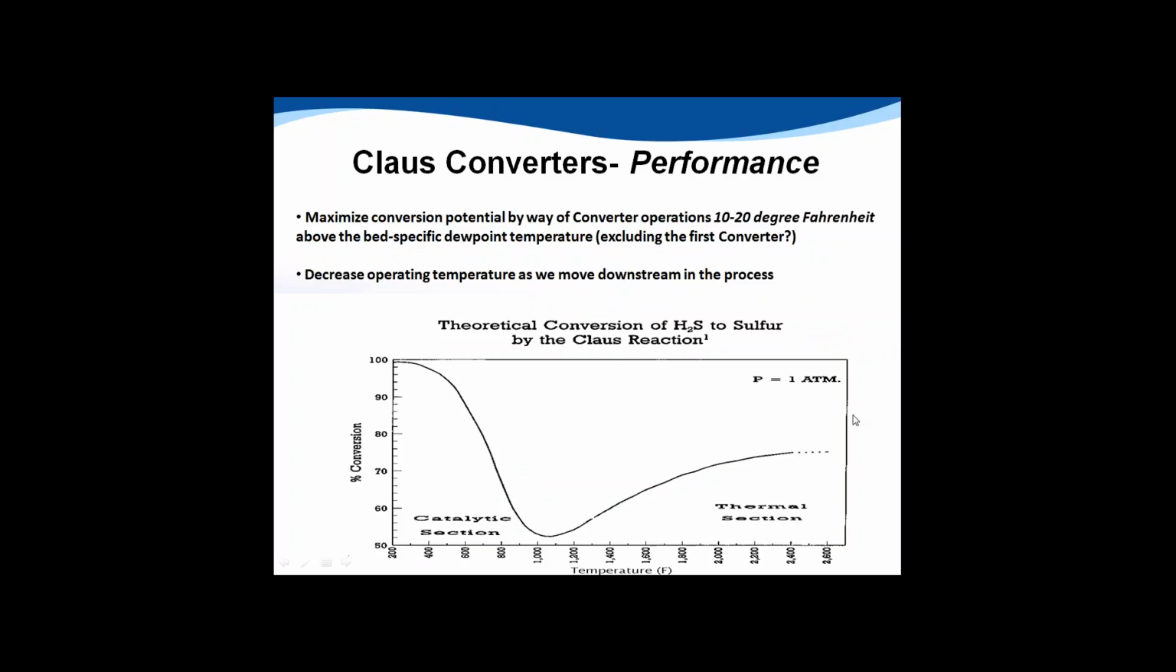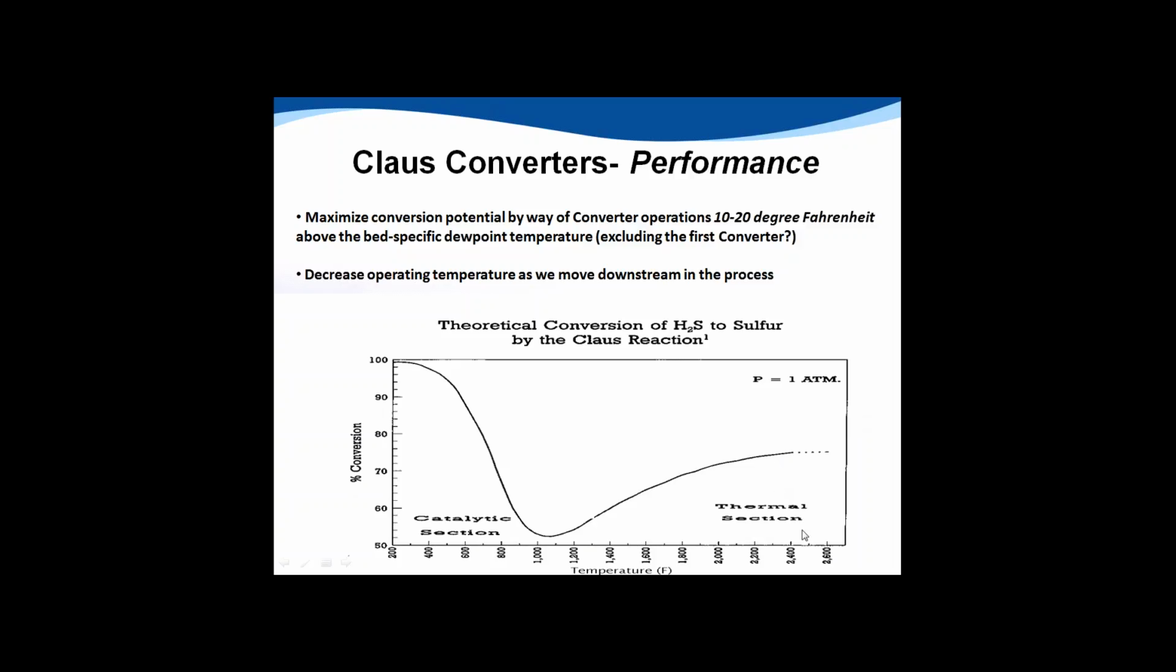Claus converter performance. We talked about optimizing reaction stoichiometry, that 2-to-1 ratio. We also talked about how if we can achieve specified operating temperatures, we can also improve the conversion level across a Claus converter. If we look at the plot below, we have temperature on the x-axis and we have percent conversion. So percent conversion, let's think of H2S that will be converted to sulfur.